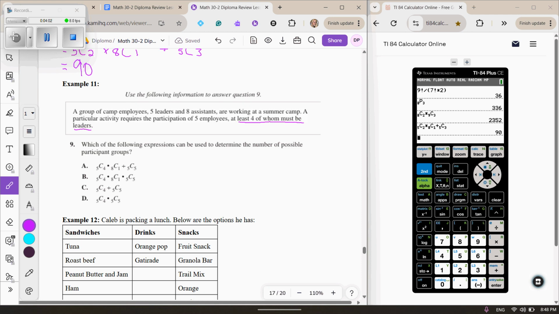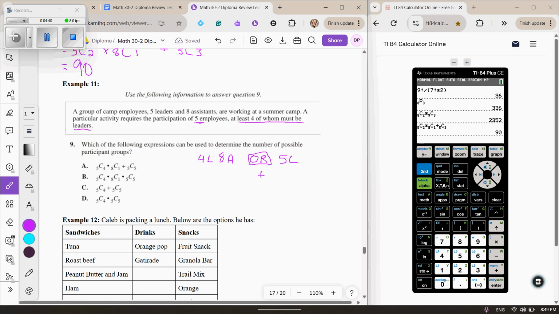From there it says at least 4 of whom must be leaders. So I'm choosing a group of 5 employees, and 4 need to be leaders. That means I could have 4 leaders, and then it says at least, so I need 4 leaders or 5 leaders. Let me plug that word "or" in, remembering that "or" means add. I still need 5 employees, which means with the 4 leaders, I will also need 1 assistant.